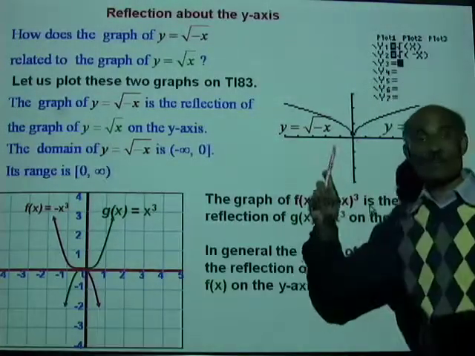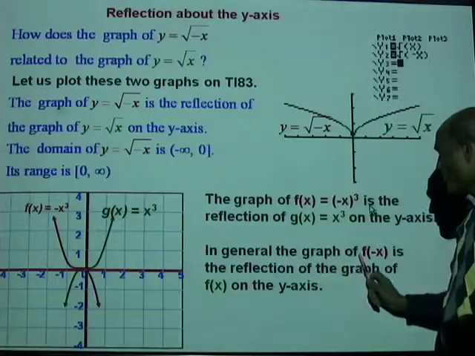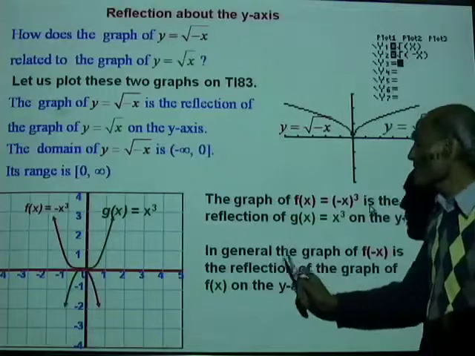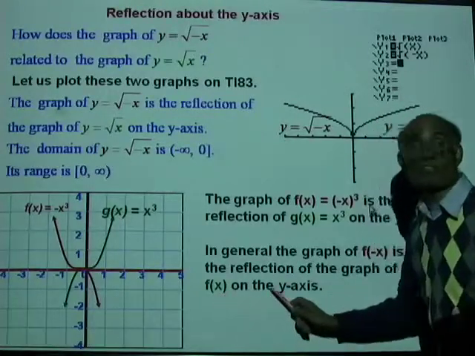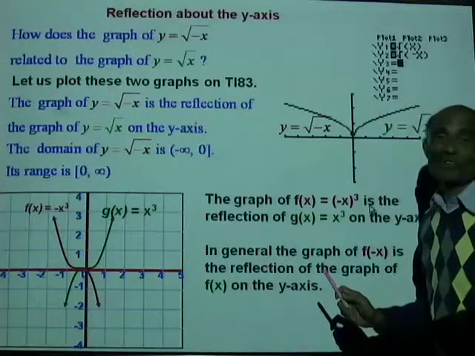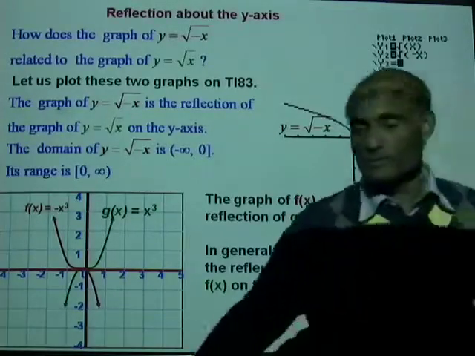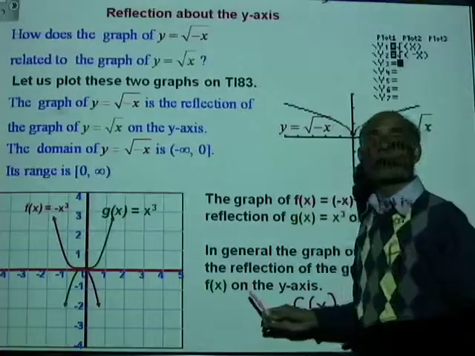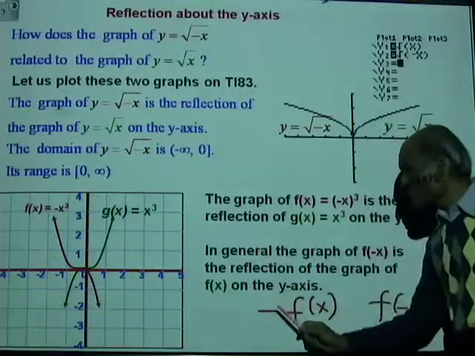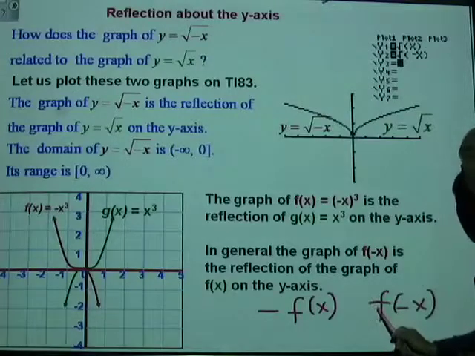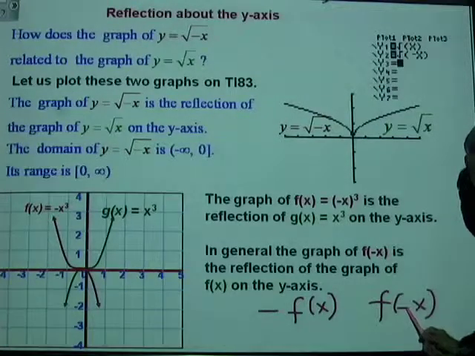Alright. In general, the graph of f(-x) is the reflection of the graph of f(x) on the y-axis. Now, I want you to pay special attention to this. Tell me if you are following what I'm saying. What is the difference between -f(x) and f(-x)?